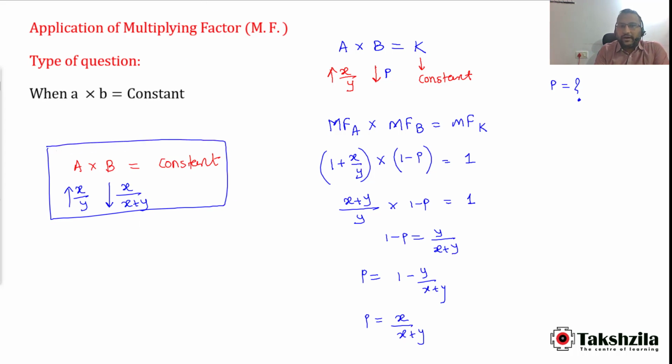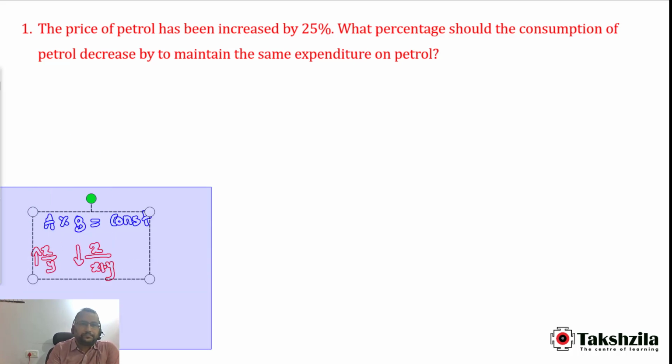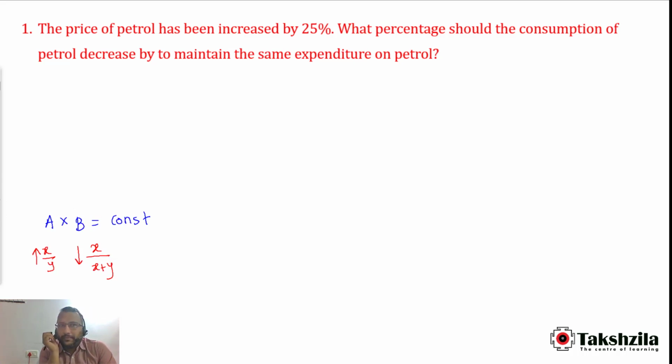So let me write this formula again and let's see how we can use this concept in the question. The formula that I wrote over here is: when a into b is equal to constant, if I increase the value of a by x divided by y, we need to decrease b by x divided by x plus y. So how we can use this concept in this question, let's have a look at it. Let's read this question carefully. The price of petrol has been increased by 25%. What percentage should the consumption of petrol decrease by to maintain the same expenditure on petrol?